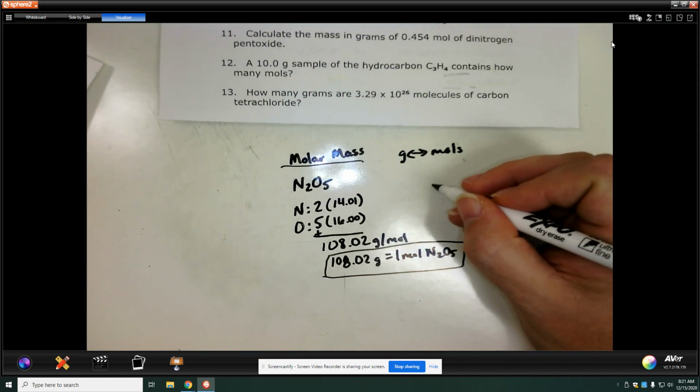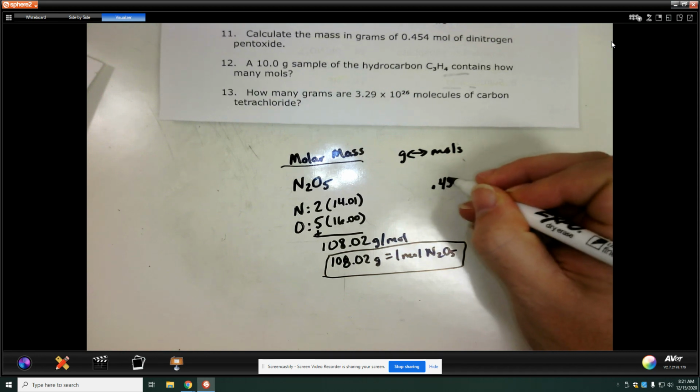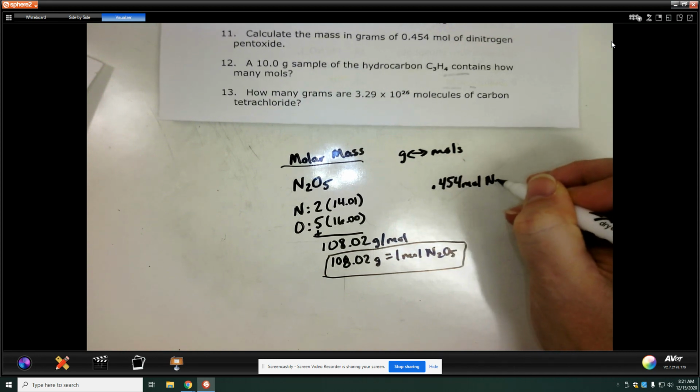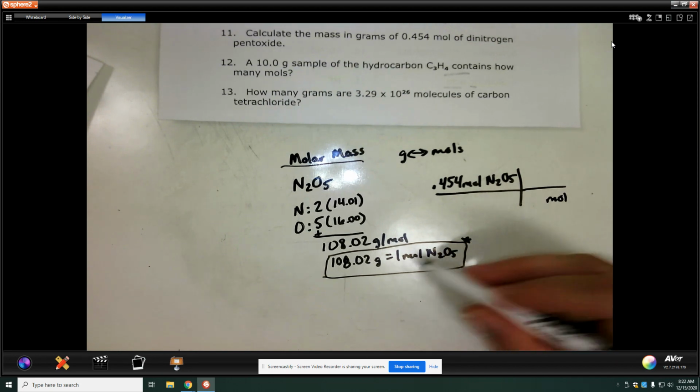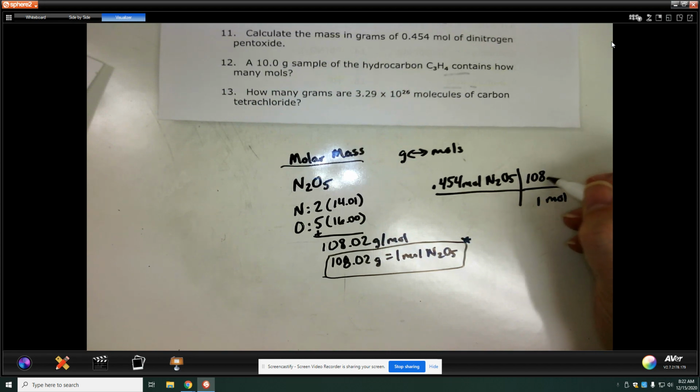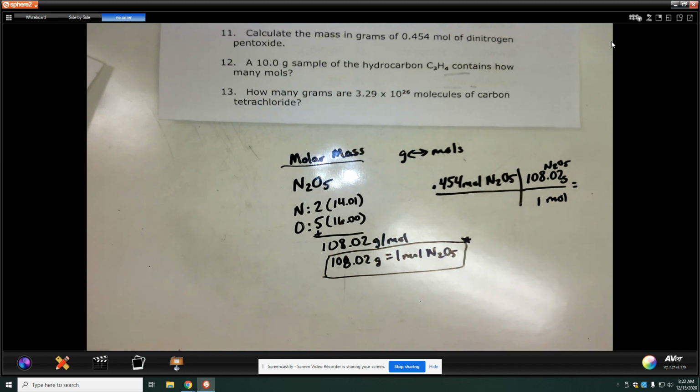Now I need to start with the number they give me in the problem, which is 0.454 moles of N2O5. And now I'm just going to convert that to grams. Moles are here, so moles have to go here so that they cancel out. And my conversion factor says that in 1 mole, there are 108.02 grams of N2O5. Everything on top multiplied together, divided by everything on the bottom multiplied together. And I get 49.0 grams of N2O5 for the answer to that problem.